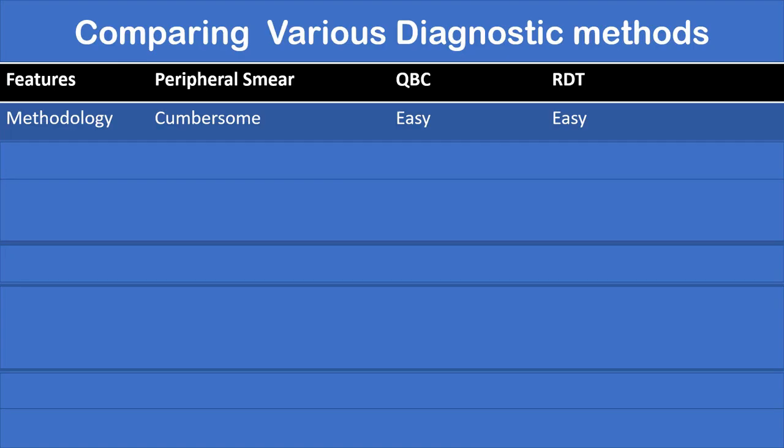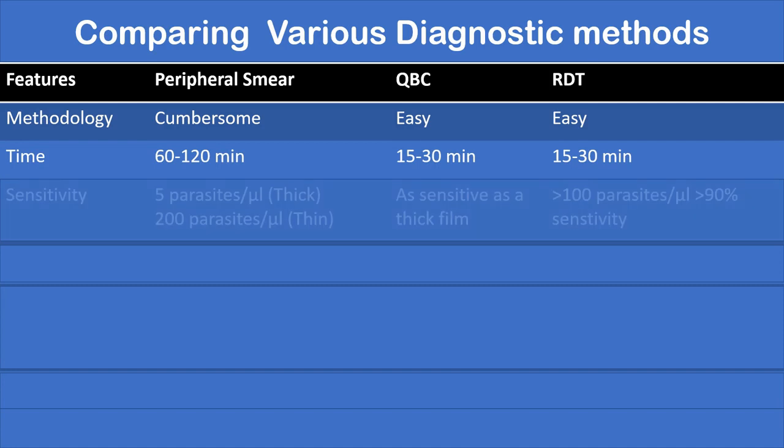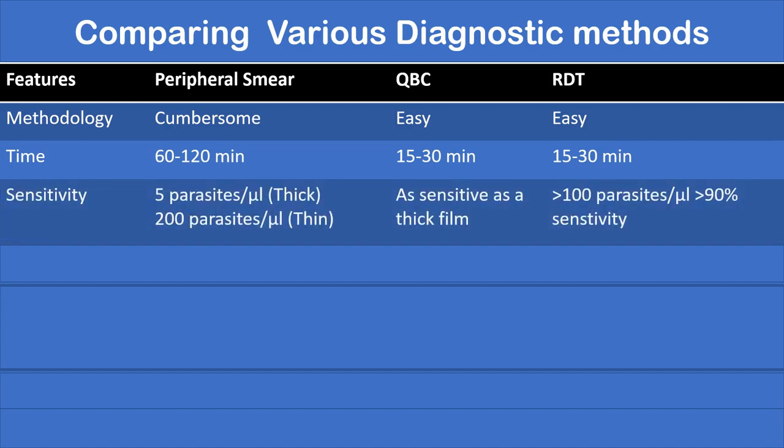Now let us compare various diagnostic methods, that is peripheral smear, QBC and RDTs. Methodology for peripheral smear is cumbersome, whereas it is easy for QBC and RDT. Time required is 60 to 120 minutes for peripheral smear and it is 15 to 30 minutes for both QBC and RDT. Sensitivity for peripheral smear is 5 parasites per microliter in thick smear and 200 parasites per microliter in thin smear. For QBC, it is as sensitive as the thick film, whereas in RDTs, more than 100 parasites per microliter are required to provide more than 90% sensitivity.